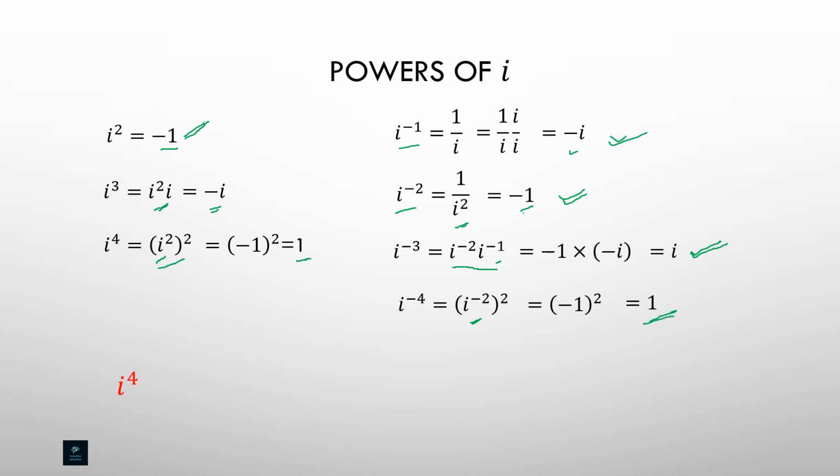We can generalize them as follows. i to the power 4k is equal to 1. That means when i is raised to an integer power which is a multiple of 4, its value is 1. Similarly, i to the power 4k plus 1 is i, i to the power 4k plus 2 is minus 1, and i to the power 4k plus 3 is minus i.